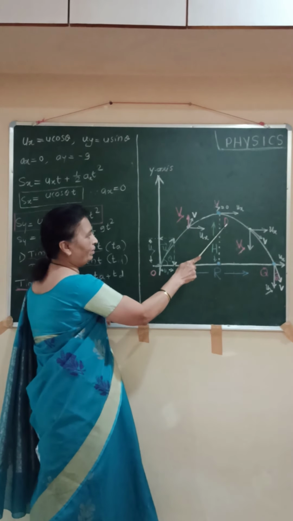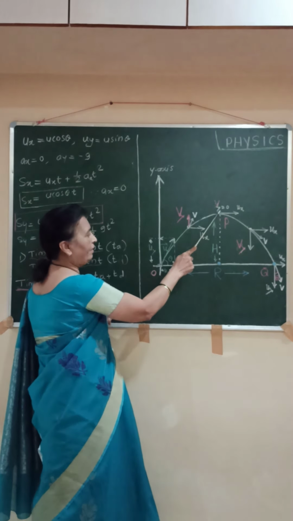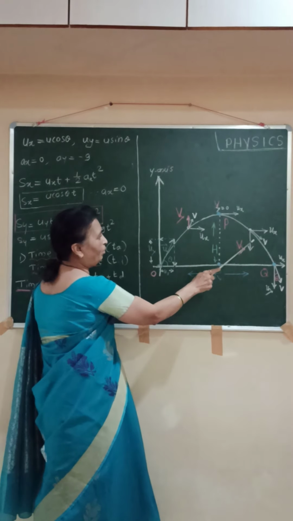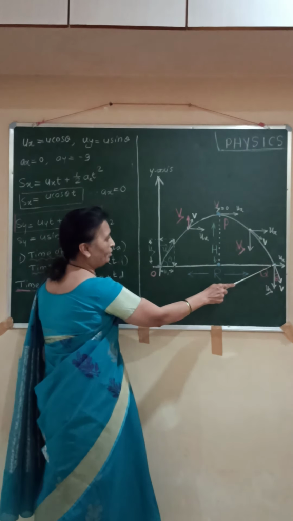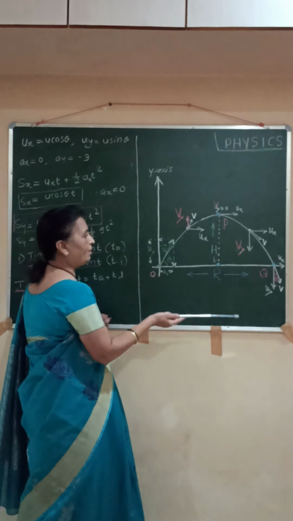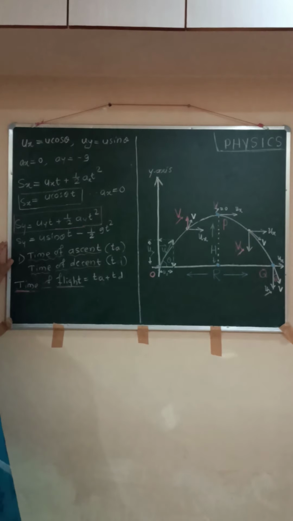This is also called the peak point. And when it reaches the maximum height, its velocity is minimum. Once again it is coming down and again it reaches the ground. So when it reaches the ground, its velocity becomes maximum. That we have discussed in the last lecture.